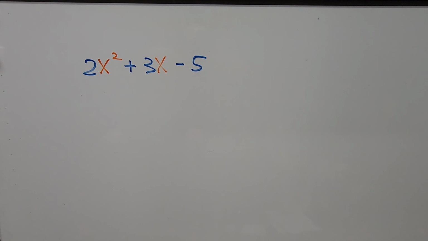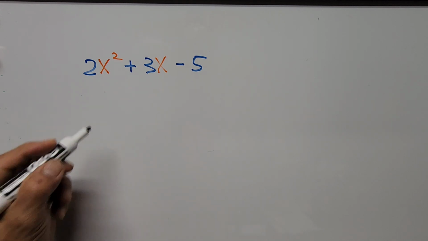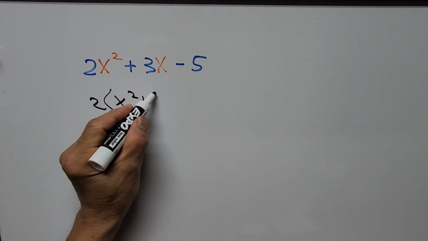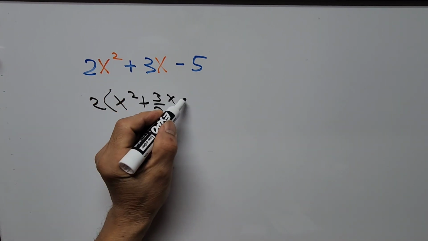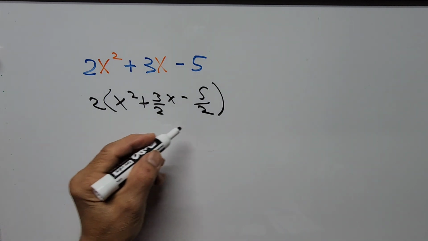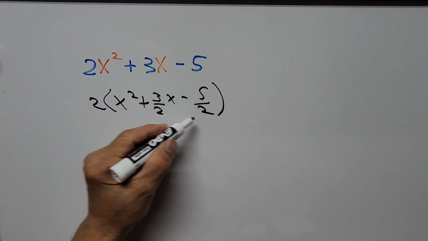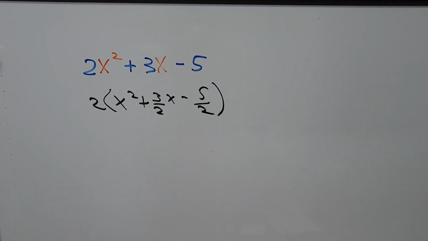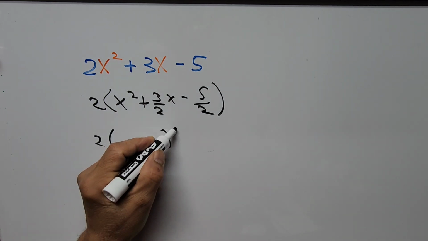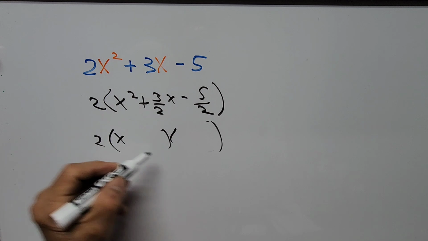Now, if you notice, since the leading coefficient is not 1 but 2, we have to factor out first the leading coefficient. So we have 2 times the quantity x squared plus 3 over 2x minus 5 over 2, right? Now we're trying to factor this expression inside the parentheses. So how? We have x and x here, right?